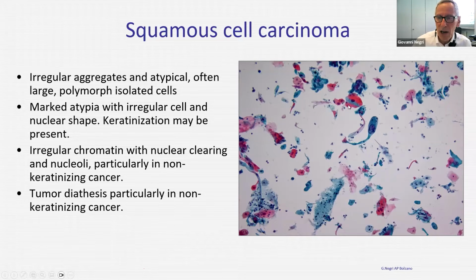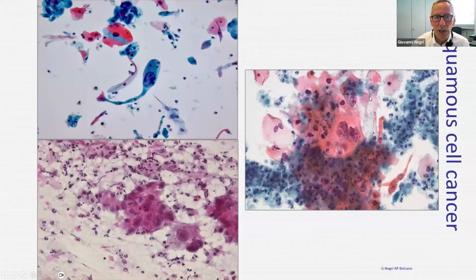All these cells are really atypical, with an evident atypicality also of the small cells. Different shapes, different size. You may have some tadpole cells, as in that case. And even in keratinized cancer, if you look carefully, in many cases you see at least some tumor diathesis. So no real problem in the differential diagnosis. Here are some other examples.